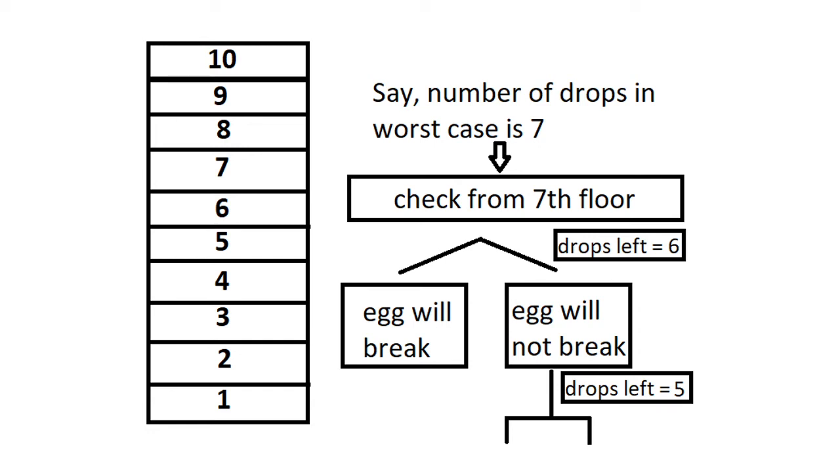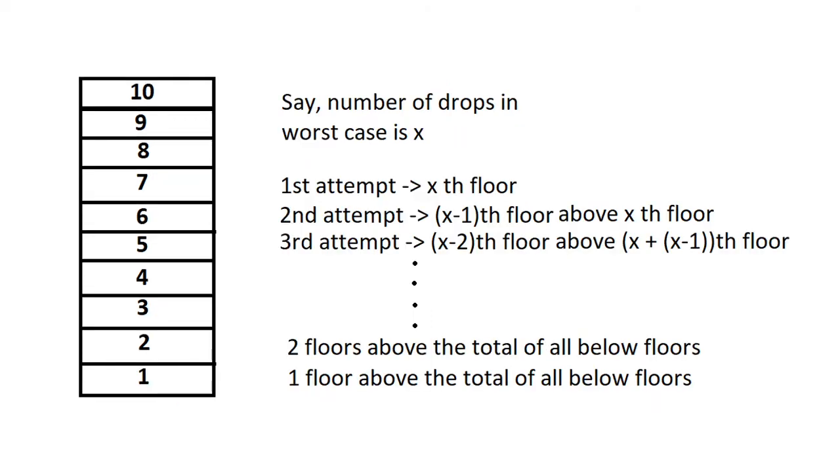We proceed in the same manner and we check by dropping the egg from the 7th floor. If the egg breaks, we can check the lower 6 floors in the 6 drops which we are left with. But what if the egg did not break? If the egg did not break, we have only 3 floors above the 7th floor and we have 6 drops left. It means our 3 drops will be wasted even after checking the 8th, 9th and 10th floor. It means we have more drops than are required. So how to reach the most optimized number of drops?